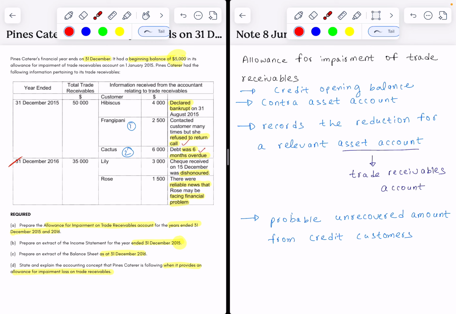Okay? And the reason we call it a contra asset account is because this account is a separate account which records the reduction for a relevant asset account, and the relevant asset account in this case is the current asset account for trade receivables.